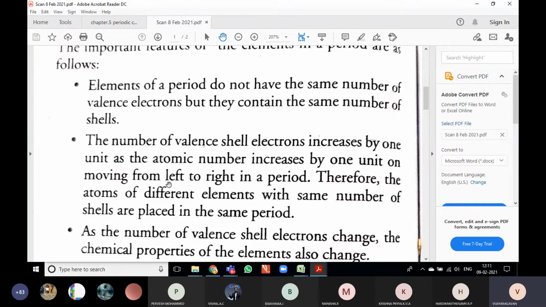So already I told you that depending upon the number of shells, we can find the period. If it consists of three shells, it belongs to the third period. If it consists of 4 shells, it belongs to the fourth period. Like that, we can say.